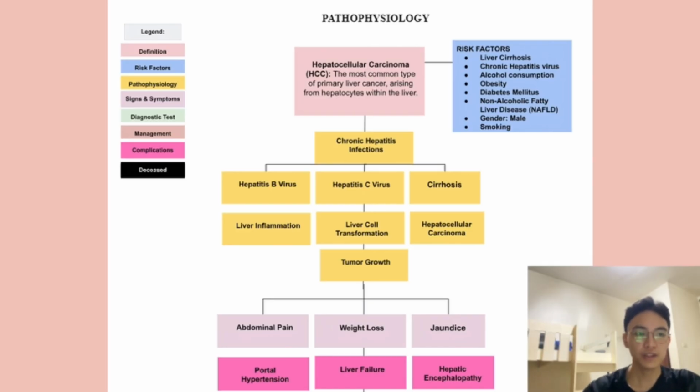Now, under the pathophysiology, we will see the types of hepatitis infections. So under here, we have hepatocellular carcinoma, as we know, the most common type of primary liver cancer arising from the hepatocytes within the liver. As I've discussed earlier, the risk factors are in here, the blue colored legend. So firstly, to have this cancer, we have the risk factors.